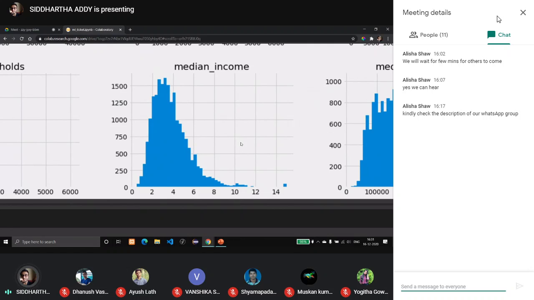I have used a new term, capped. What is this capped? Capped is also a term that we can use for scaled data. Scaled data is also known as capped data.